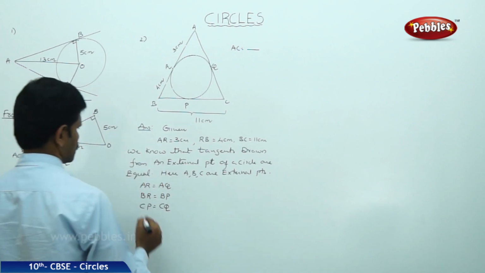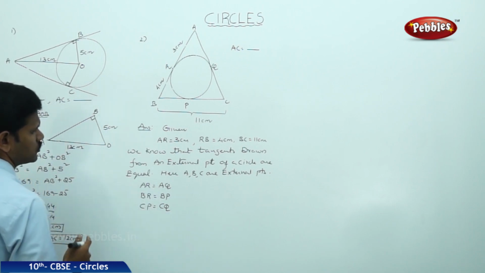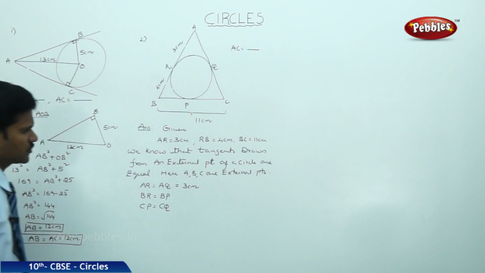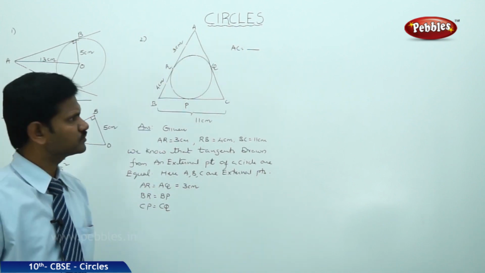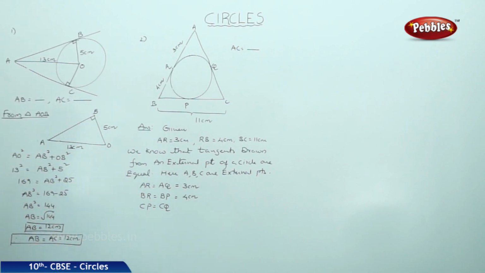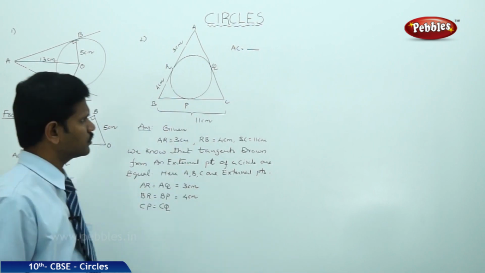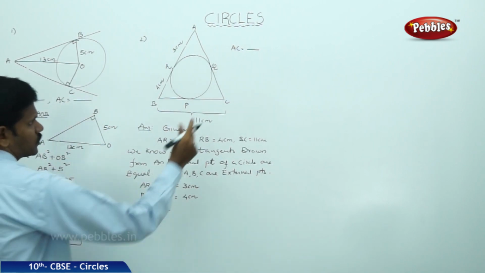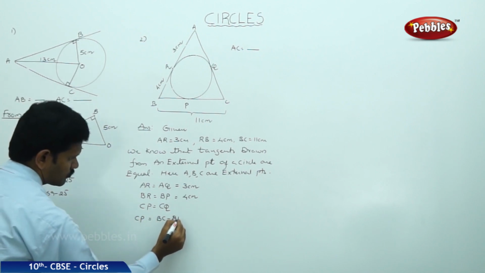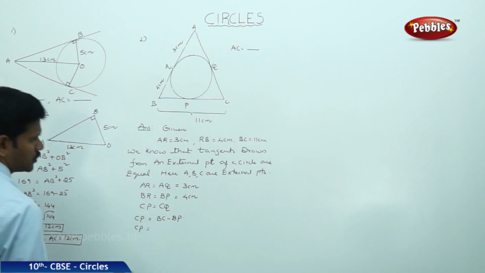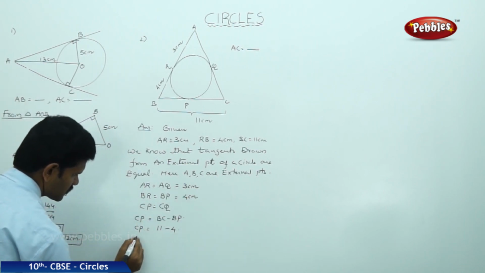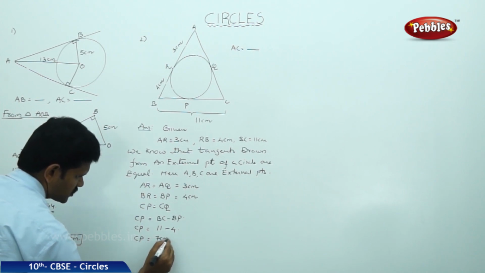Now, let us see. AR is equal to AQ, that is, these two are equal to 3 centimeters. Next, BR is equal to BP, that is, 4 centimeters. I don't know CP or CQ, but to find CP, I will use BC minus BP. That is, CP is equal to BC, 11 centimeters, minus BP, 4 centimeters. Therefore, CP is equal to 7 centimeters.